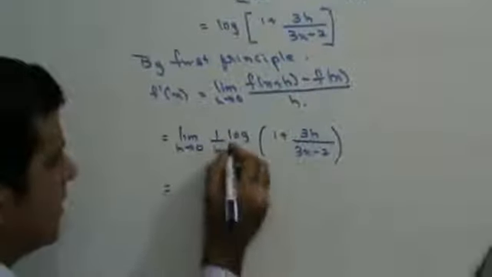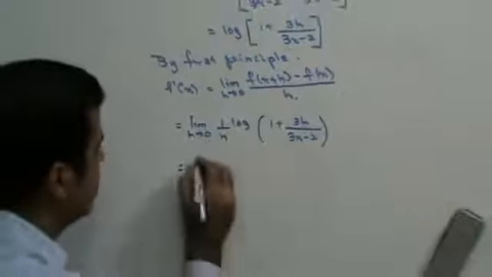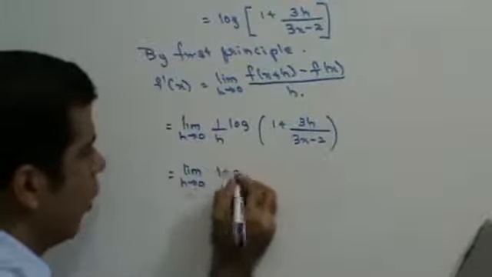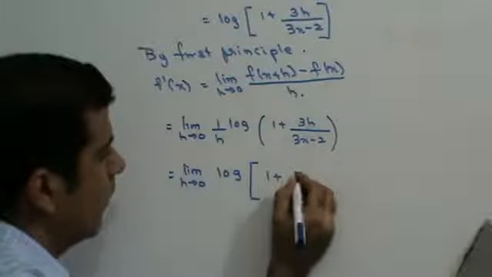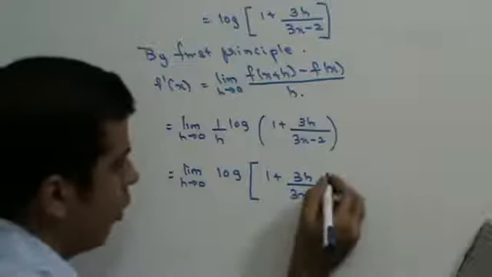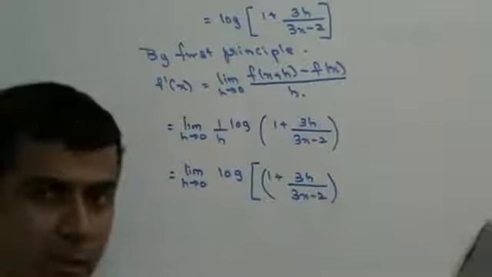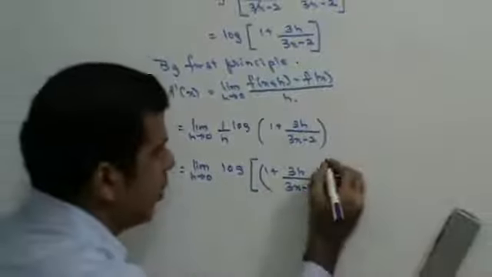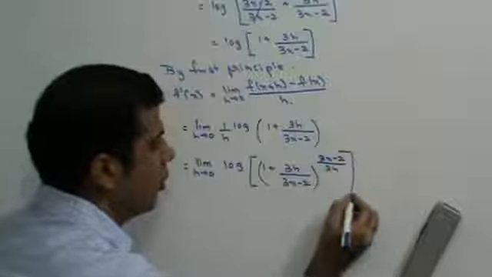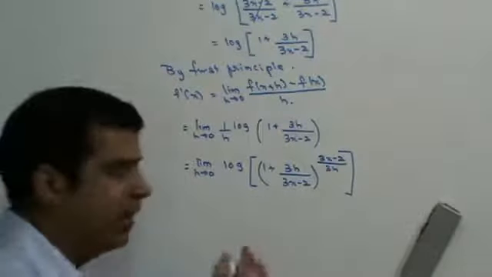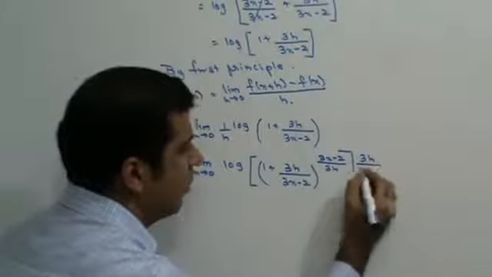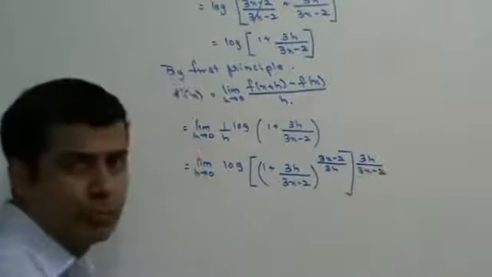Now whatever is the number before log goes up in the indice. This can be written as limit of h tends to 0, log of 1 plus 3h upon 3x minus 2. Whatever is this number, I need the reciprocal of this number in the indice. So I am going to multiply the indice with 3x minus 2 upon 3h. To keep the equation constant, I will again multiply by the reciprocal outside. That means this will become 3h upon 3x minus 2.